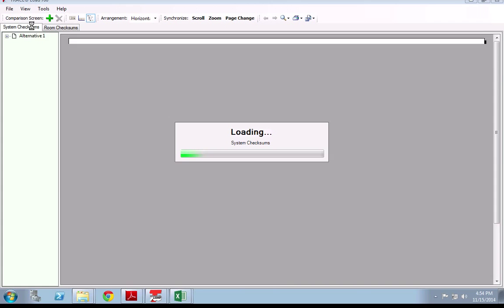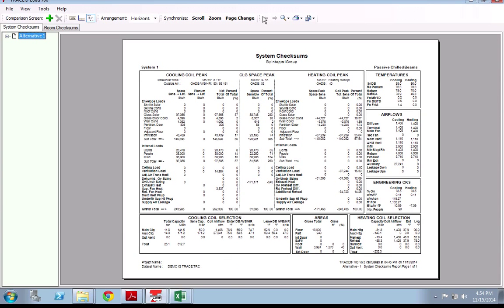I'm going to start over here on the system side of things, and then we're going to go back to the rooms. So what are we looking at? There's a lot of information. The system checksum is really meant to be a one-page report, with very technical information that can be used and reviewed in a lot of different ways for a design project and a reviewer.